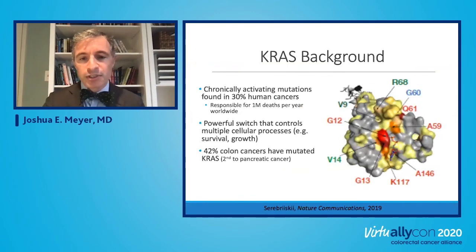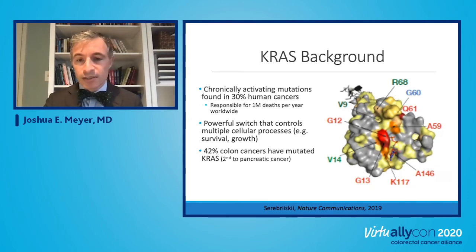We then focused on a gene called KRAS. This is a gene that's chronically activated in about 30% of human cancers, and it's actually responsible for 1 million deaths per year worldwide because of that. This is a powerful switch that controls multiple cellular processes, and about 42% of colon cancers have a mutated KRAS, which is second only to pancreatic cancer in terms of frequency.